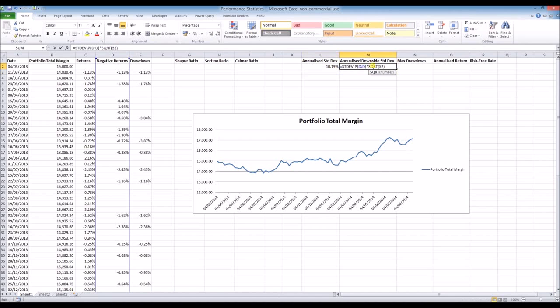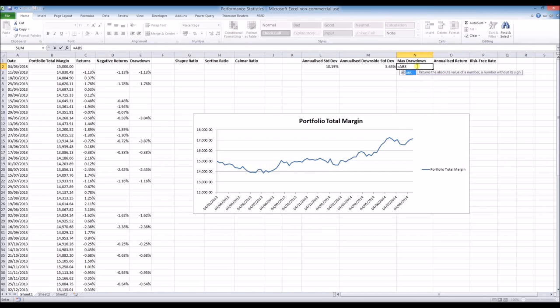So we can copy that across to the annualized downside standard deviation. So that's now using the negative returns only and doing the same thing. Max drawdown, all we do is we want the absolute value, so we want a positive number here, even though we know a drawdown by definition will be a negative return. We're going to return it as a positive return, so to do that we type ABS for absolute, and then we're going to take the minimum of the drawdown column. So we get a max drawdown figure of 3.96%.